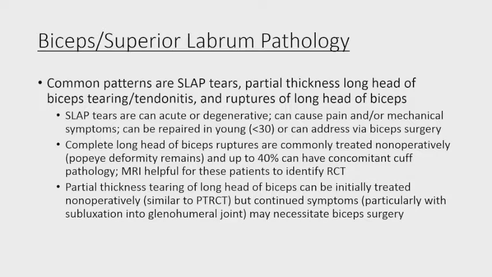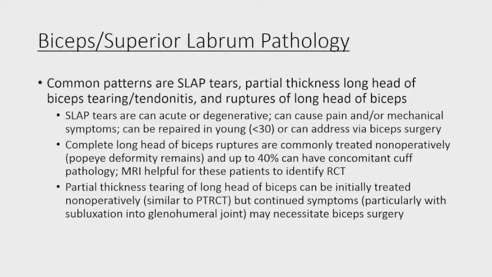The obvious, most common one that you might see in the office is the older gentleman who feels a pop in their shoulder and then has a Popeye deformity where their bicep muscle drops down. That's someone that probably had some significant partial tearing of the long head of their biceps in the front of their shoulder for quite some time, and with some injury or with time, that partial tear ruptured completely.